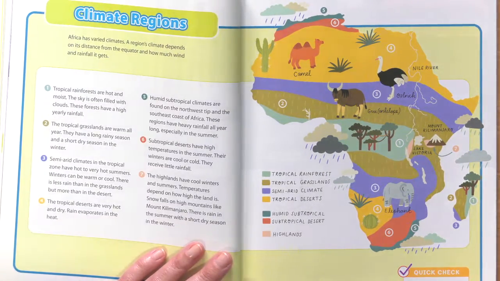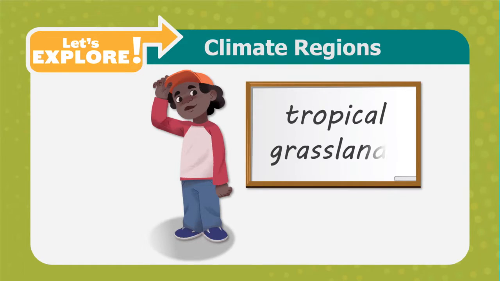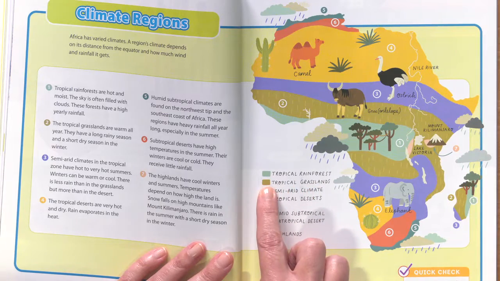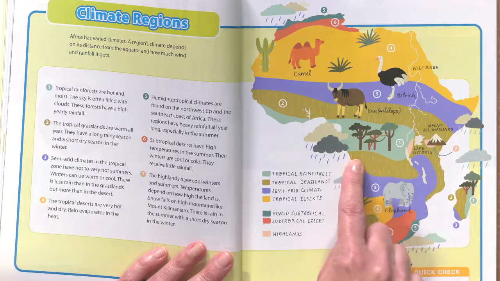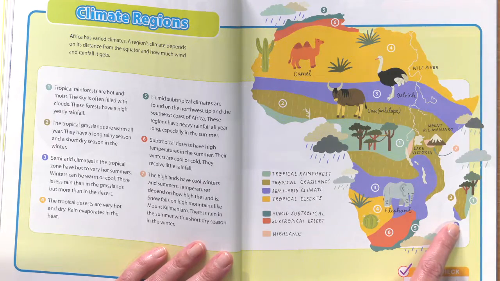All right, Jalen, which climate region is warm all year? Tropical grasslands, that's right. On the map, I find it right here, this olive green color, tropical grasslands. And I see the grasslands on my map here, some on Madagascar. Even some of that semi-arid, I see a little bit of that purplish blue there on the tip of that island, Madagascar. Well, Africa has many different climate regions.